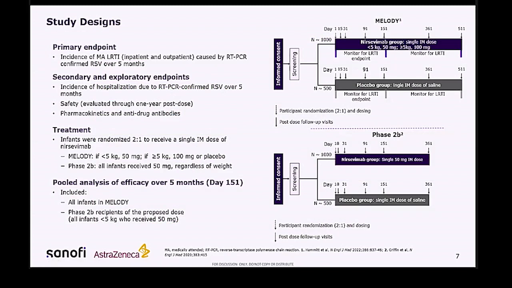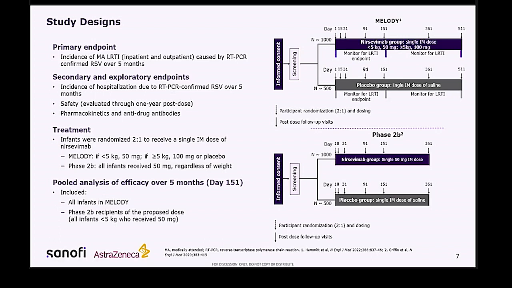The MELODY study and the phase 2b study, which both looked at the efficacy of nirsevimab, had nearly identical study designs, with the notable exception that the MELODY study extended its surveillance through the second RSV season. The primary endpoint of both of these studies was the relative reduction in the incidence of medically attended lower respiratory tract infection caused by RT-PCR confirmed RSV at 5 months. The secondary endpoints were the relative reduction in hospitalization, as well as safety, pharmacokinetics, and anti-drug antibodies.